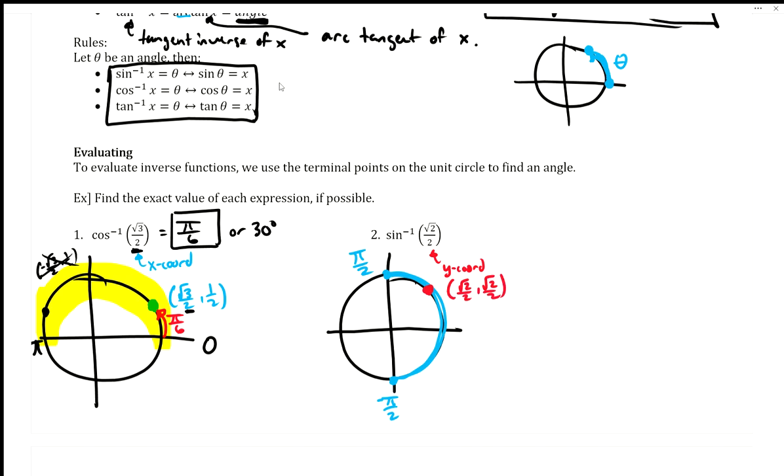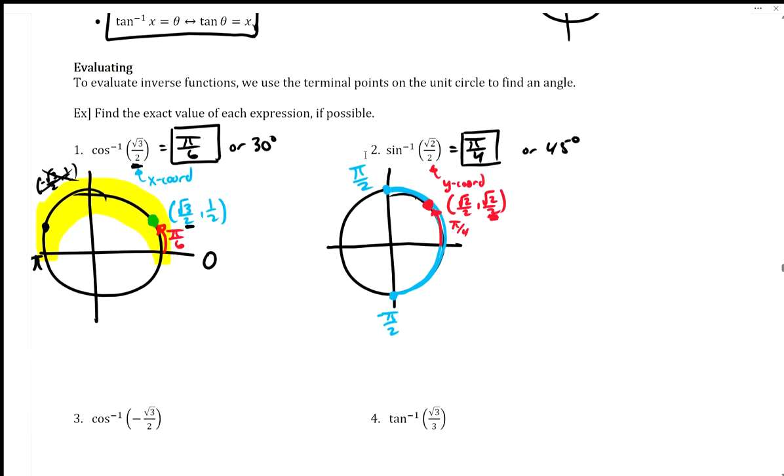Okay, so this is where if we really know our unit circle well, we can remember these and then work backwards. Where I have that terminal point, again, the y is what's important. I know that that angle is pi over 4. So the sine inverse of radical 2 over 2, the answer is pi over 4, or 45 degrees if we're doing degrees. So that's that answer.